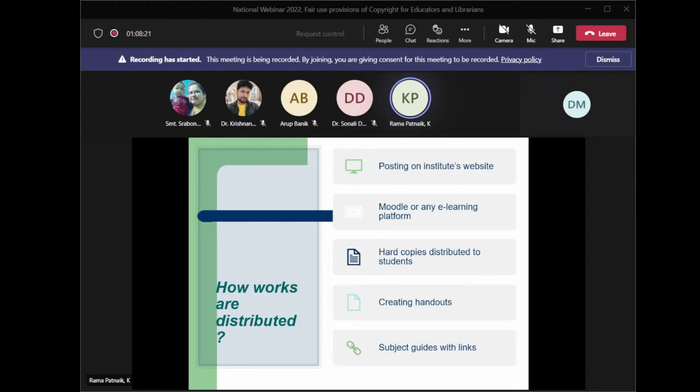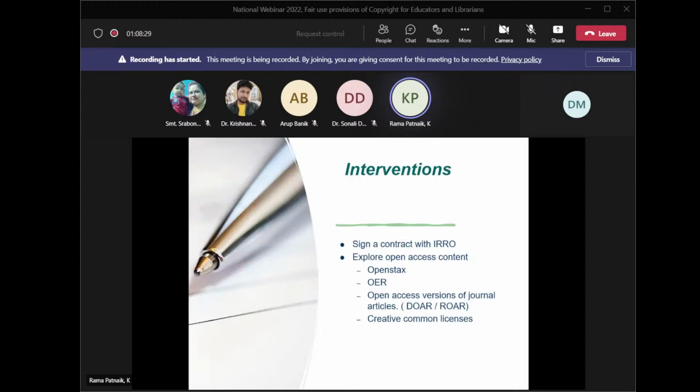So the onus is on the librarians to check what is permitted and not permitted, especially when the content is distributed in the digital platform. There are good interventions. If you are very hesitant of using any copyright content and interpreting the copyright exceptions on a day-to-day basis, it is always advisable to sign a contract with IRRO, the Indian Reprographic Rights Organisation.